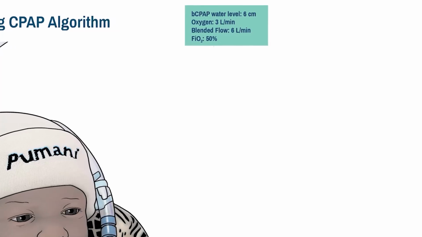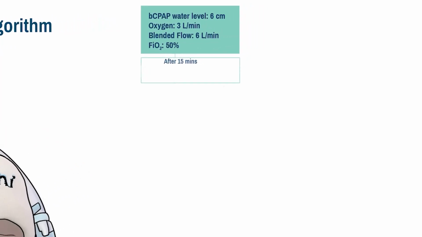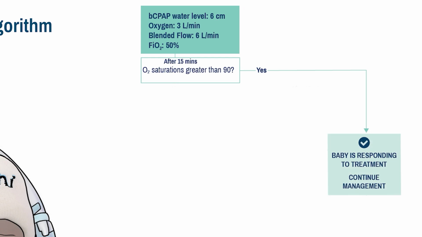You always reassess the baby 15 minutes after starting CPAP. In terms of decision making, at this stage we are going to focus on the saturation levels. Are these now over 90%? If they are, then this shows the baby is responding to treatment, and so should remain on CPAP at these settings. You should monitor again an hour later, and then every 4 hours after that.